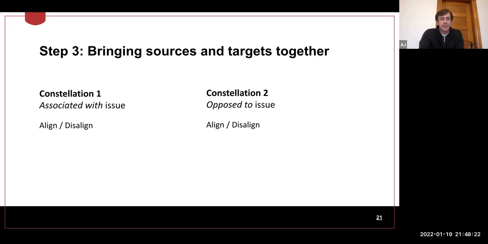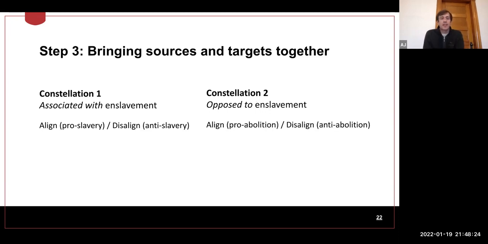So bringing it into this study, constellation 1 will be associated with enslavement, and if you align with that stance, if you align with being associated with enslavement, then you are pro-slavery. And if you disalign with being associated with enslavement, you are taking a stance of anti-slavery.